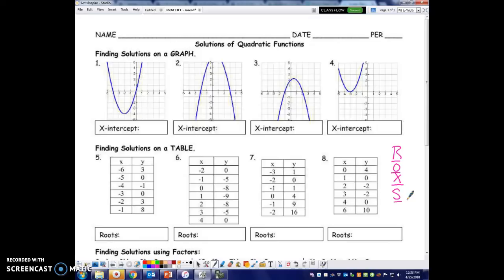Okay? So, number one, you're trying to find the solutions. It's the same as the x-intercepts. It's here at 0 and at -4. Okay, so that's how you're going to do those.